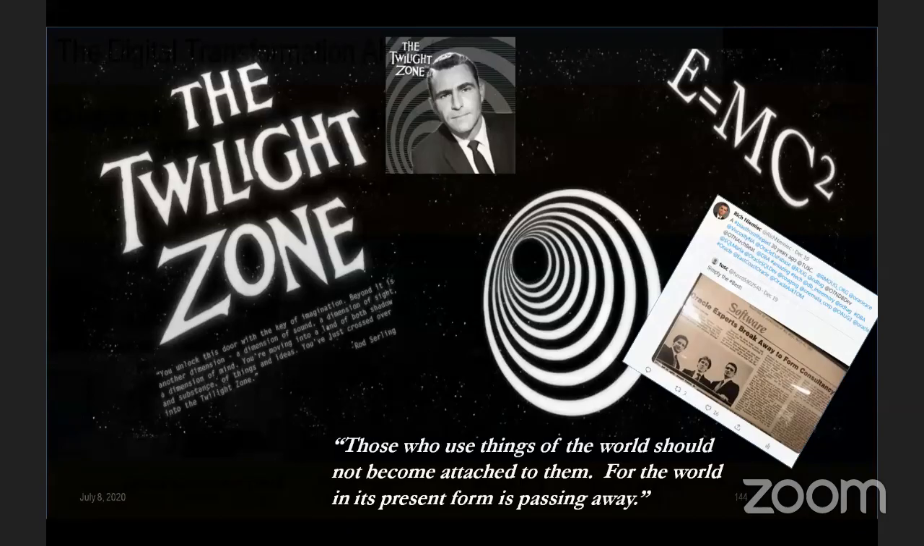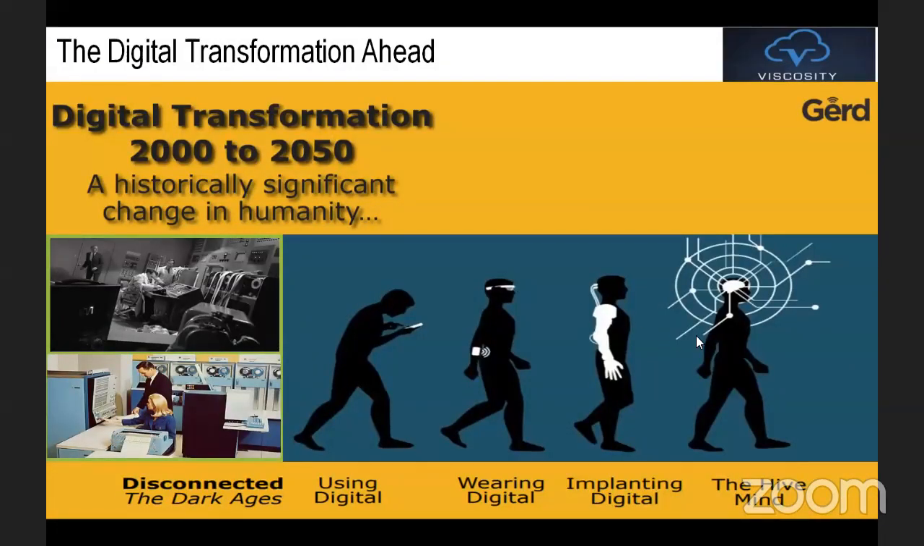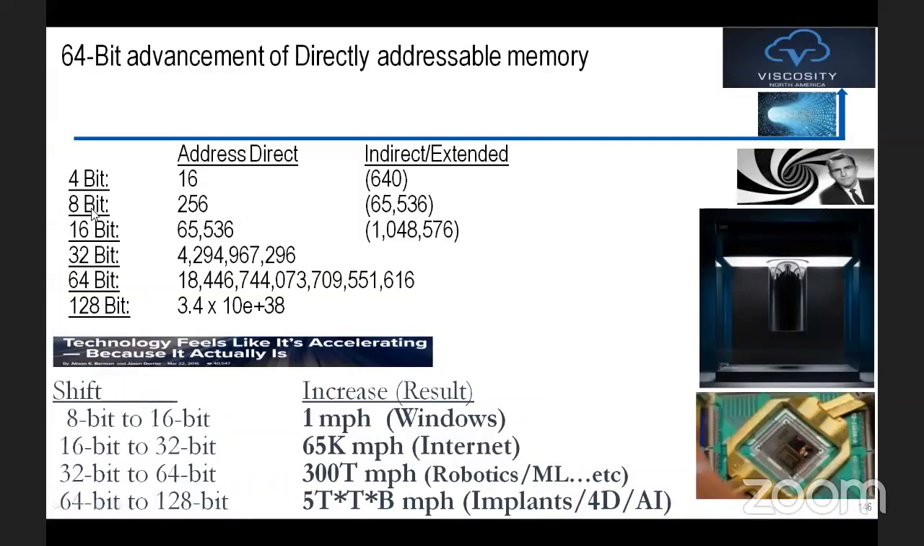But as we move forward, we're moving to this where things are converging. You know, are we becoming superheroes? We're going to implant digital. Certainly moving from using to wearing, but it's going to be implanted in the future. And if you look at the acceleration of jumping of directly addressable memory, put it in miles per hour, you can see we're quickly moving to robotics and machine learning, and it's going to go a lot faster.